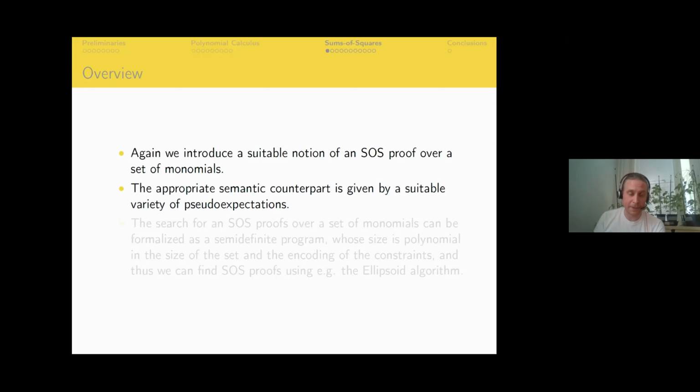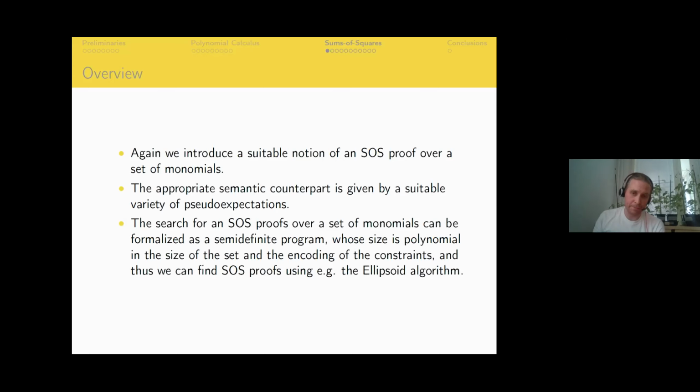So this is again a variety of pseudo expectations. Okay, and then show that within this class one can formalize the search as a semi-definite program whose feasibility can be checked in polynomial time.